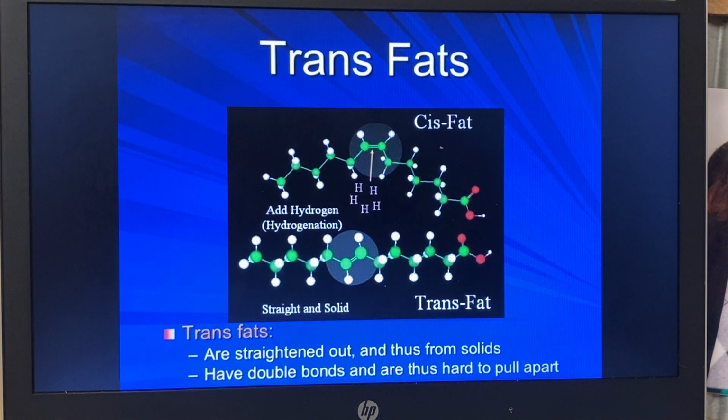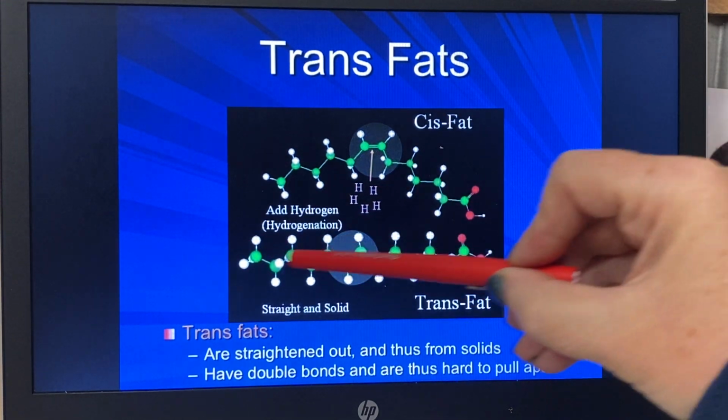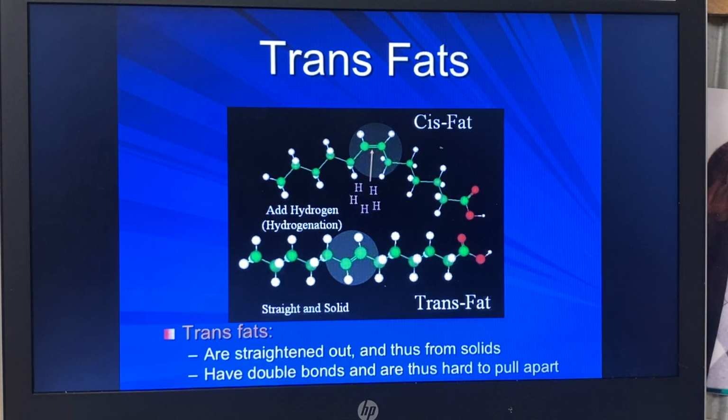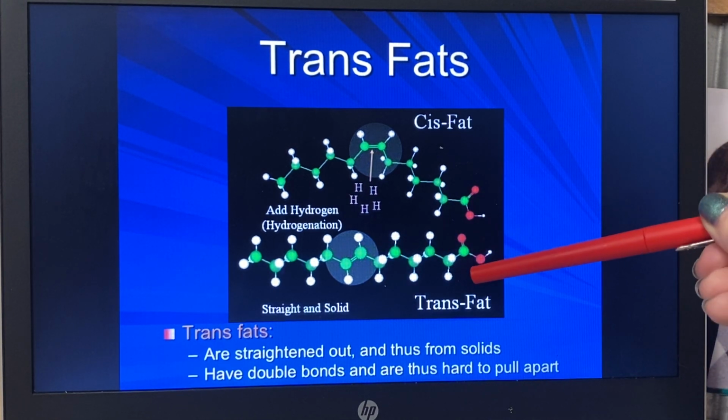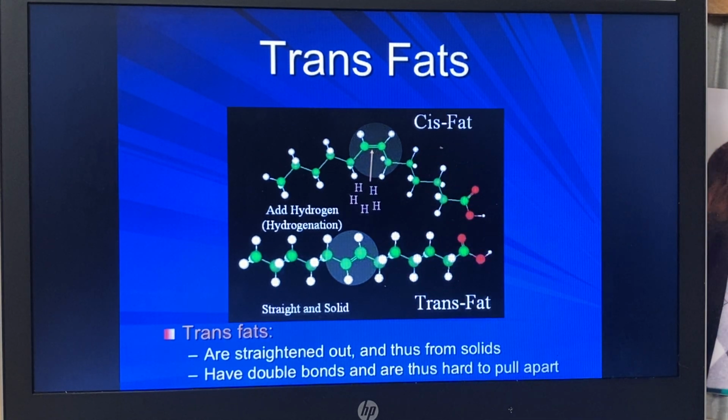Because what they created was a fat that was so unsaturated that it basically had this zigzag structure. And what they didn't see happening is that all of these zigzags could fit right on top of each other and form a really thick fat that is literally impossible to break down and to get out of your arteries. That was the trans fat.